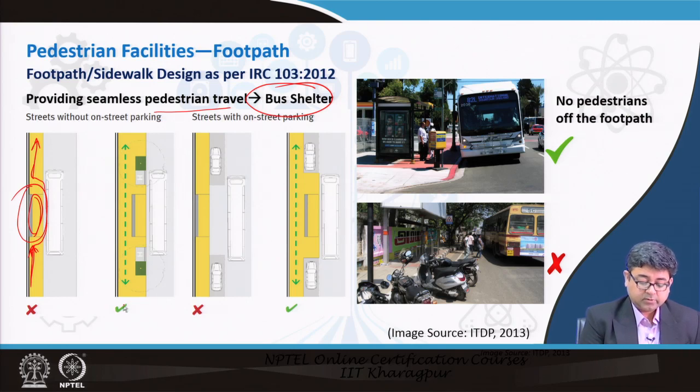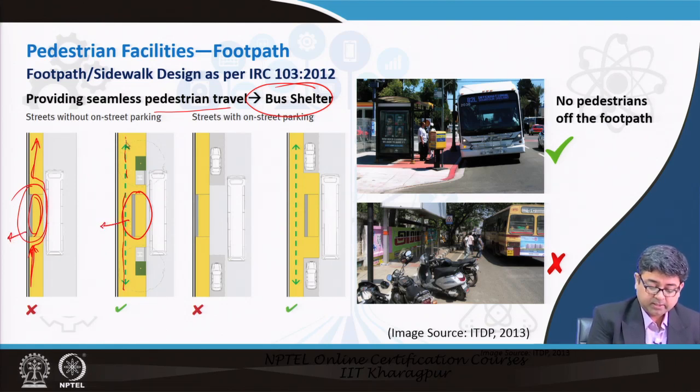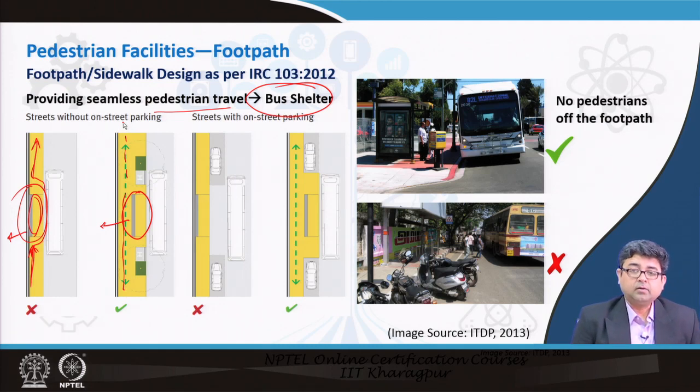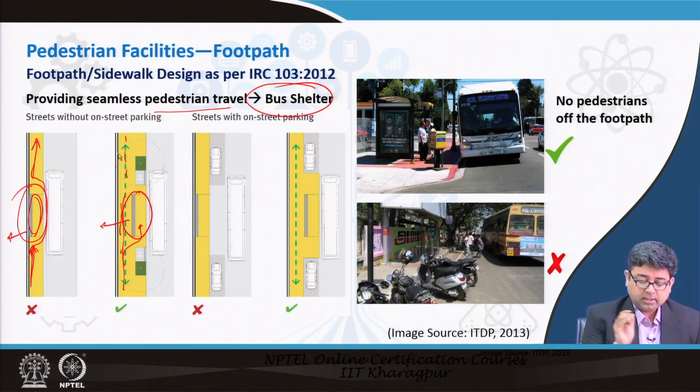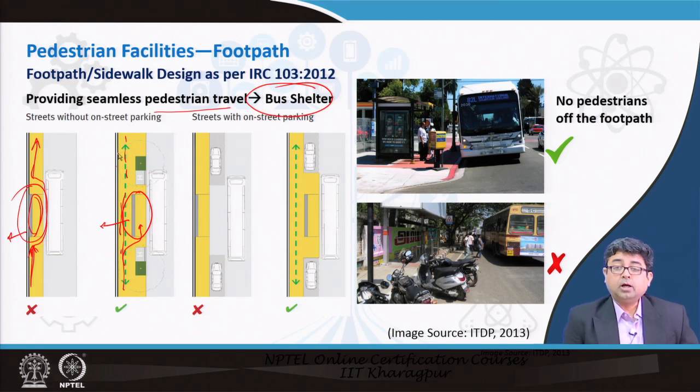So, what has to be done is that the bus stop is already available, but the footpath has to be extended towards the left. Now, this provides a clear walking path for the pedestrians who do not want to access the bus stop, and people who want to access the bus stop can also easily go here and allow a clear path. So, that is how seamless pedestrian travel should be ensured near bus shelters.